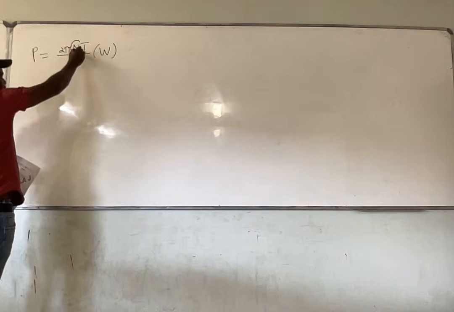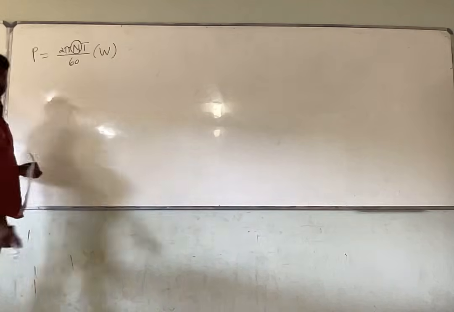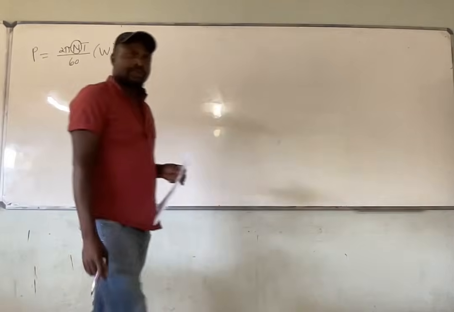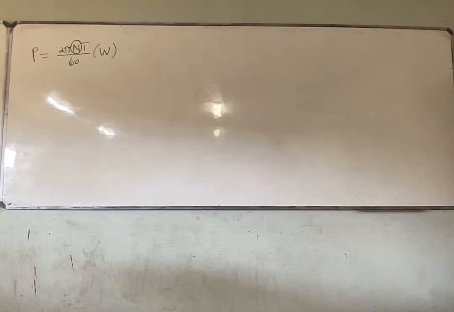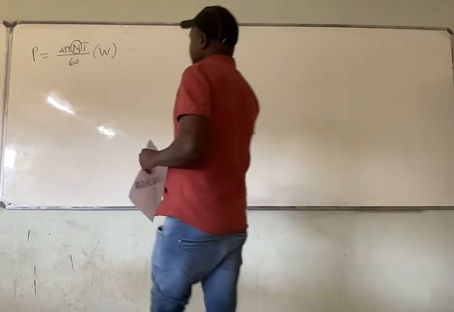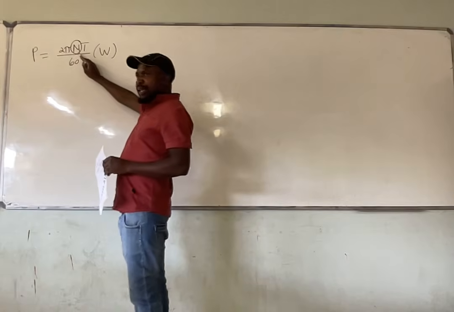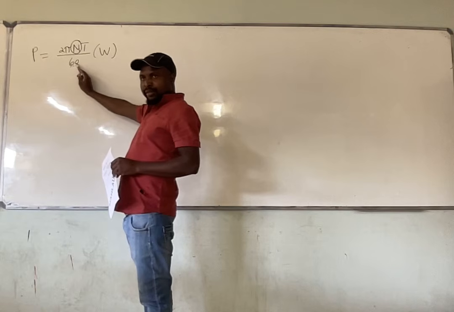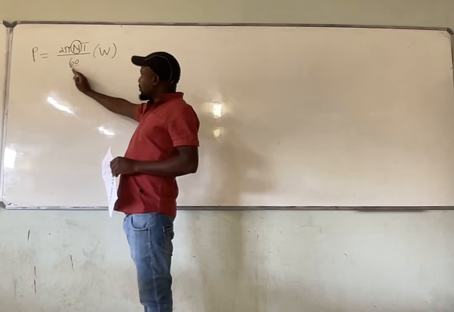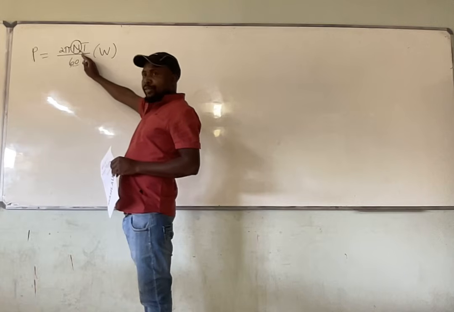N is the speed of the shaft in rev per minute. If you are given it in rev per second, you do not need to divide by 60. You get the part? You divide by 60 because this is rev per minute.